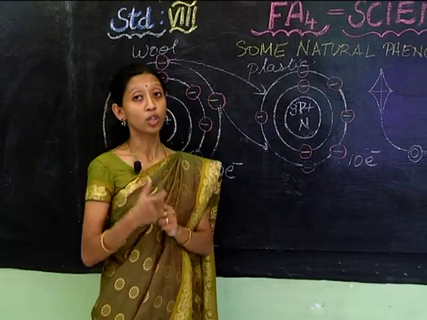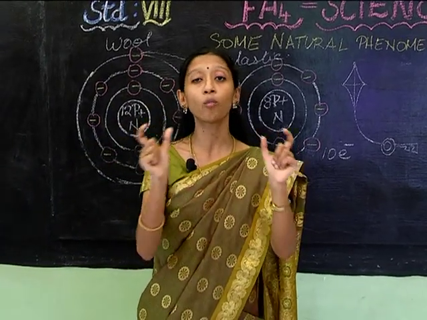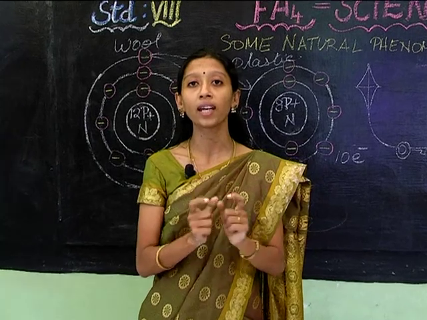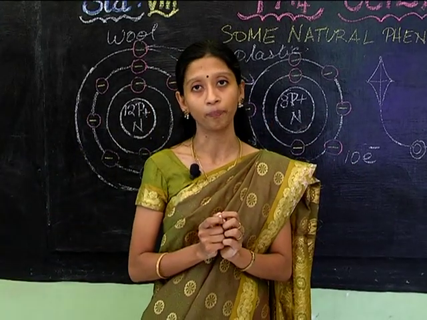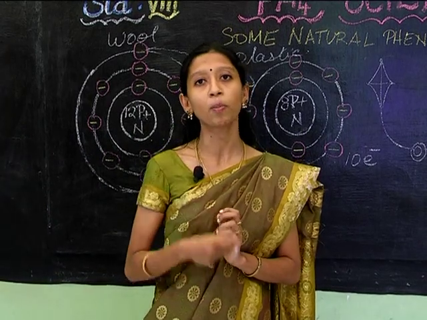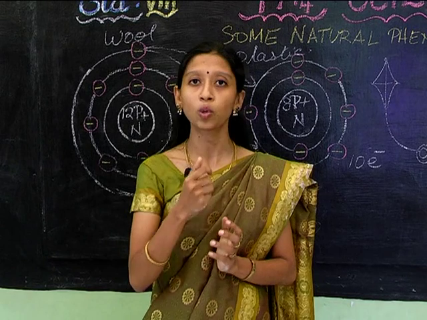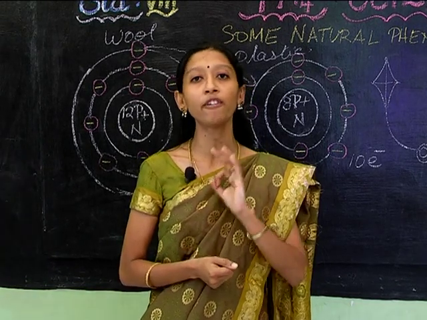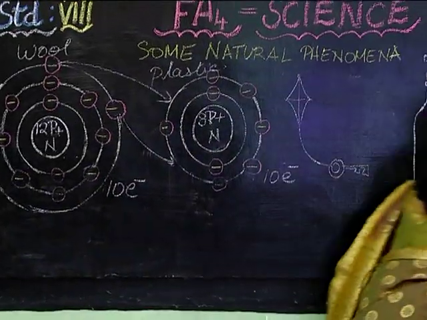If I have two atoms, both positively charged or both negatively charged, and I bring them together, you will find that they will repel each other or move away from each other. How do I make these atoms positively charged, or how do I make these atoms negatively charged? That is what we are going to see. There are 3 different ways by which we can charge an atom.